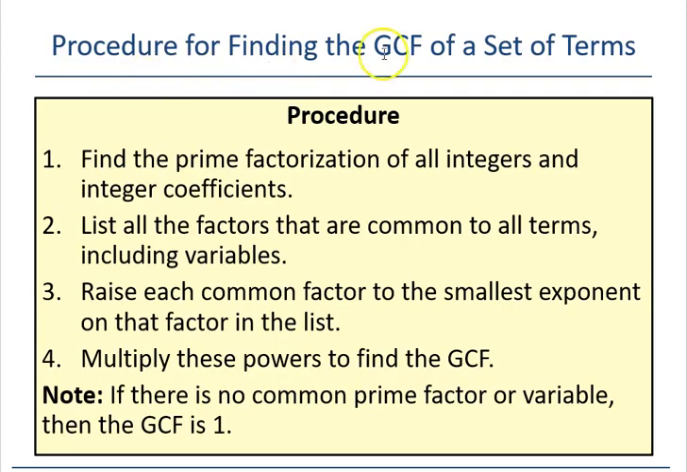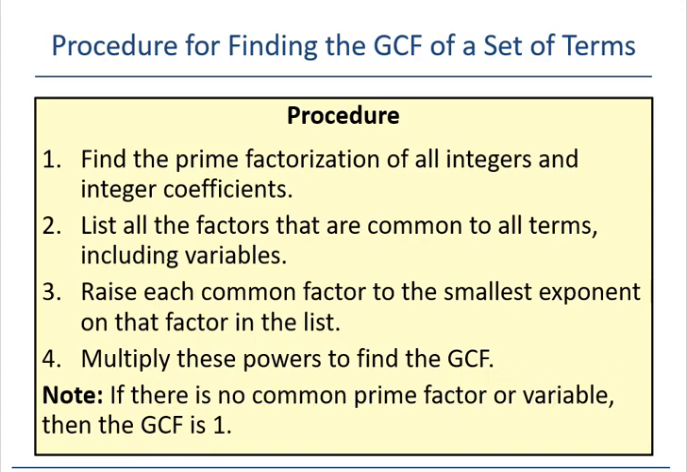Okay, the procedure for finding the GCF of a set of terms is: find the prime factorization of all integers and integer coefficients, list all the factors that are common to all terms, including variables, raise each common factor to the smallest exponent on that factor in the list, and multiply these powers to find the GCF. Notice if there is no common prime factor or variable, then the GCF is 1 and we won't be pulling out anything. What does that mean?